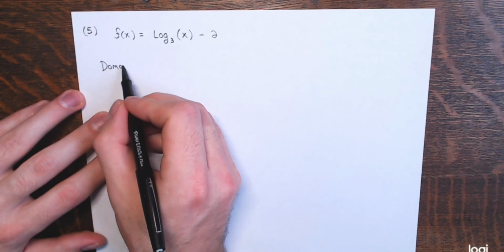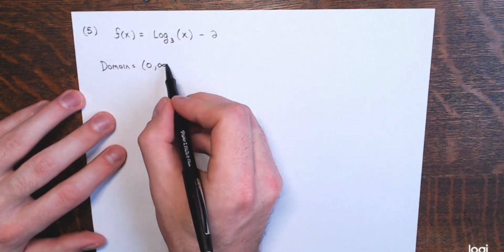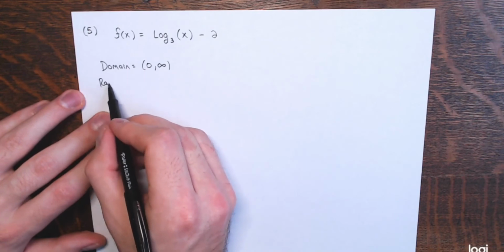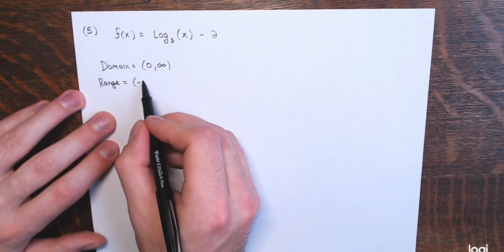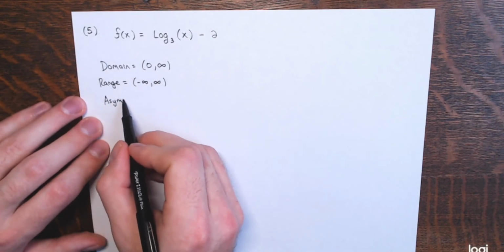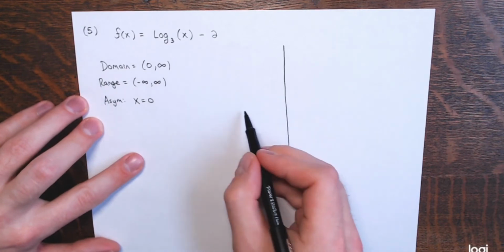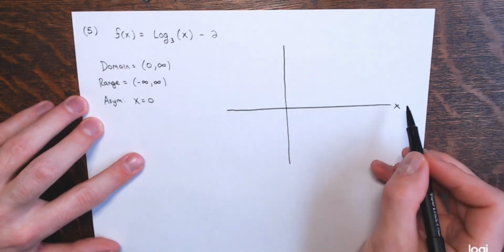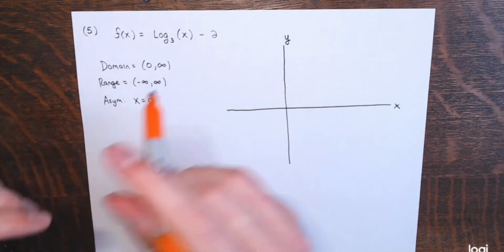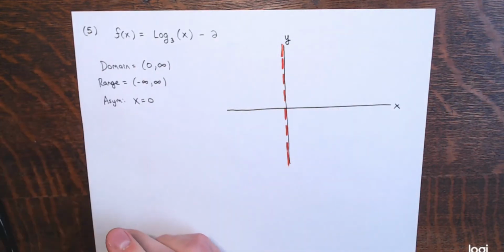The domain of this function is, x has to be greater than 0. The range is all real numbers. This is always the case for these logarithmic functions. And the asymptote is going to be the y-axis. It's going to be x equals 0. So again, I'll make the y-axis, put some dashes on it, so you know that that's the asymptote. And then plot a couple points.